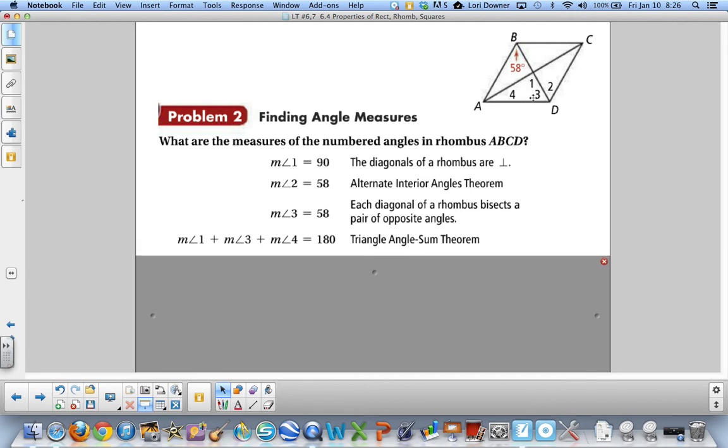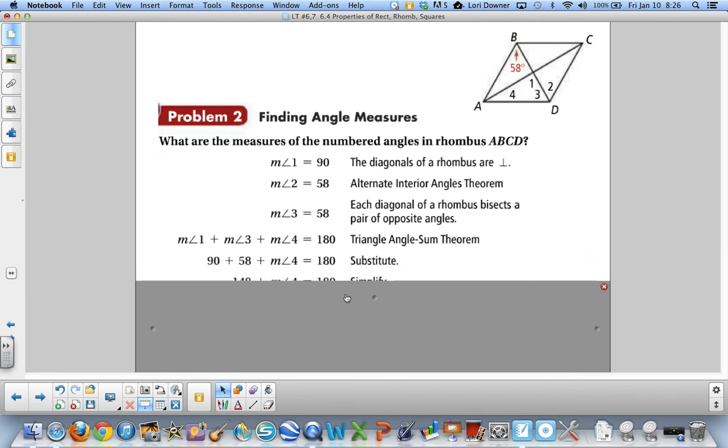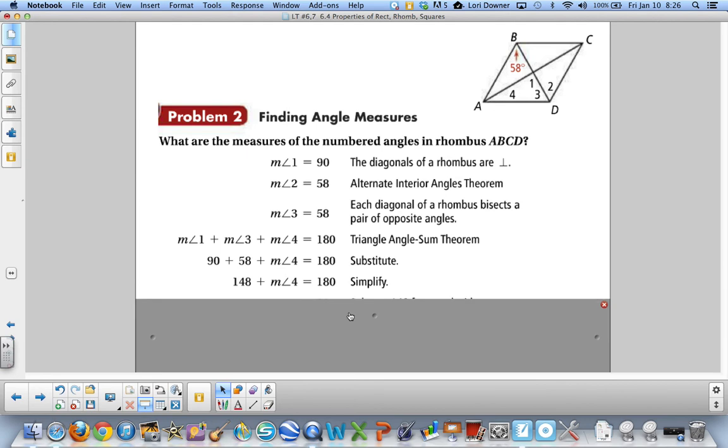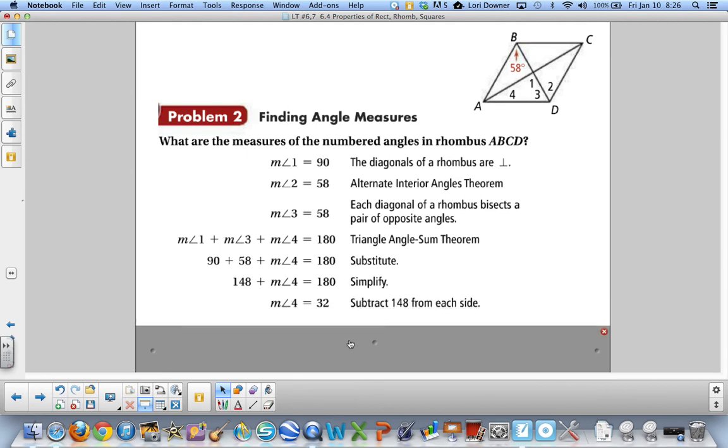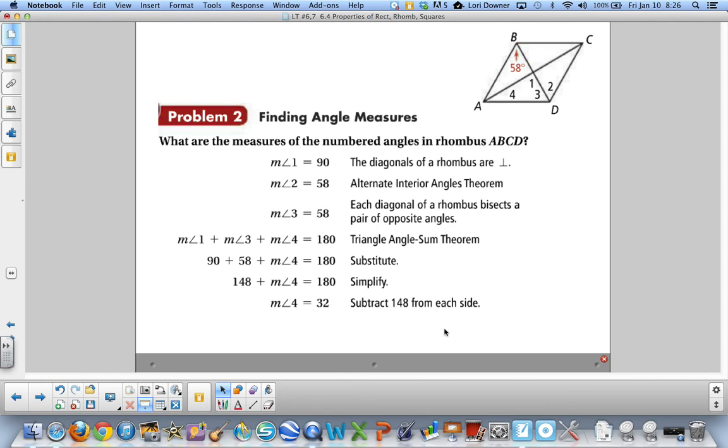Now, right here in this triangle, 1, 3, and 4 form a triangle, so I know they add up to be 180. And I can plug in my values for 1 and 3 and solve for what 4 is. 4 is going to be 32. And that's how you find all the angles.